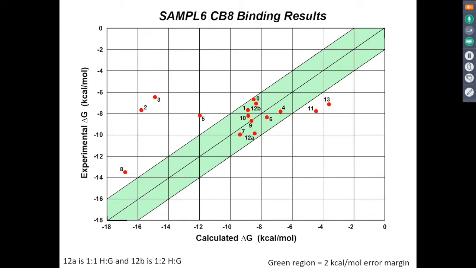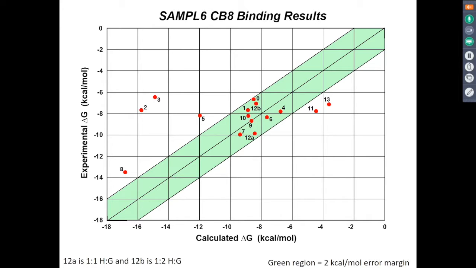So overall, these are results for the CB8 host. We noticed that we had a tendency to overbind some of the hydrophobic guests, potentially due to salt effects, which is something else we'll explore. Some highlights are some of the challenge ones, the bonus for guest 11, where we looked at binding one guest and binding two guests, and we saw that it did not bind two, it just preferred one.